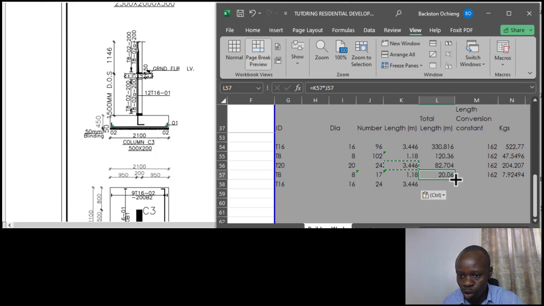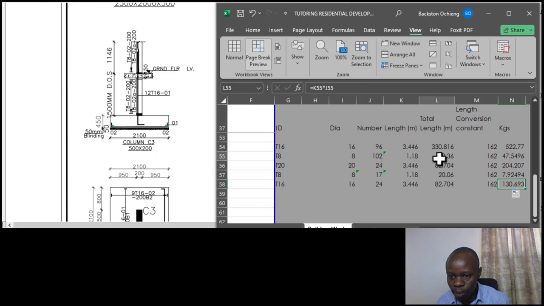Okay, then the total length formula is the length of 1 times the number of the bars. 162 is the same here. The kgs that we have is now going to be 130.